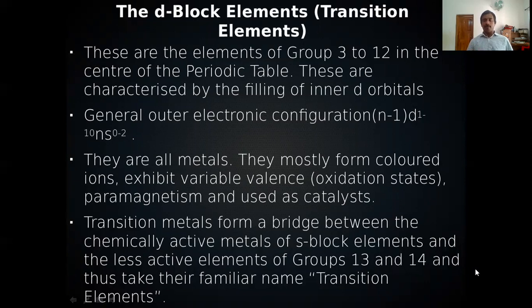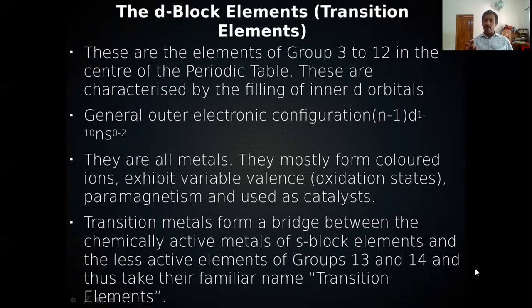Usually we will write the electronic configuration of, for example, scandium, atomic number 21. What is the electronic configuration? 1s2, 2s2, 2p6, 3s2, 3p6, 4s2, 3d1. So outermost shell is 4, but the electron filling is in inner 3d. That is given here. Filling of inner d orbital.